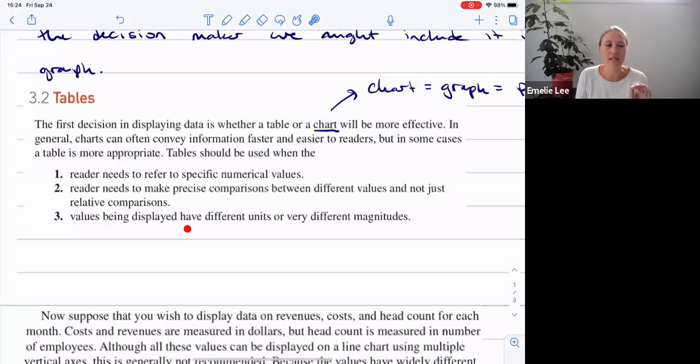If you're comparing things that have different units, right? In the example that we've been looking at, we've been talking about dollars to dollars, costs and revenues. So those dollar units are the same, so we can compare them easily. But if they have different units or even different magnitudes, so being in the tens versus being in the hundreds is what I mean by magnitudes, then we should use a table instead to look at how numbers are changing.